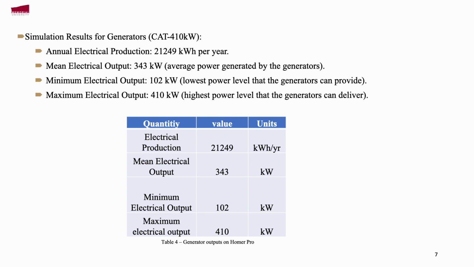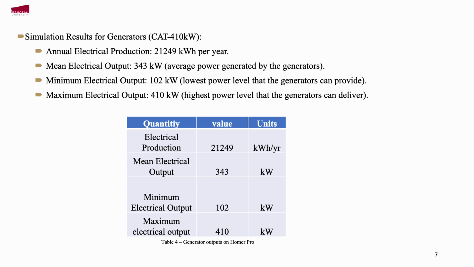Now coming to the simulation results for the generator. The annual electrical production from the generator was 21,249 kilowatt hours per year. The mean electrical output was 343 kilowatts, the average power generated by the generator.